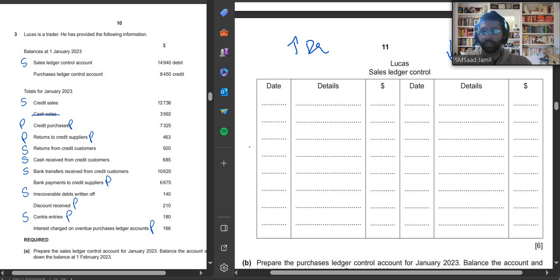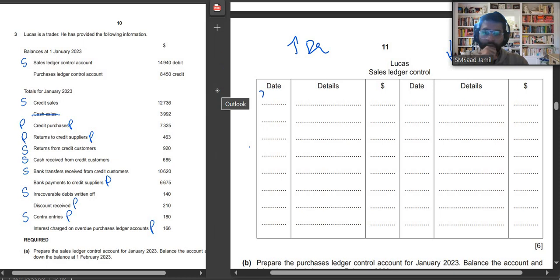Okay, so let us start now. So first and foremost, the date is basically 2023 Jan 1st. Okay, so on Jan 1st, we had the sales ledger control account balance. It was debit, so I'll just write balance BD 14940.